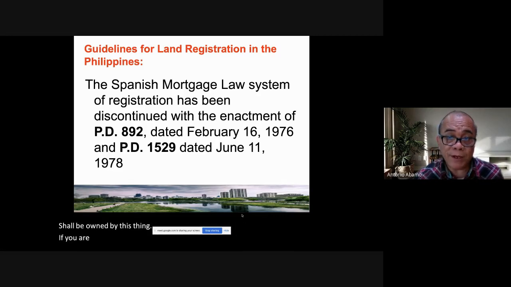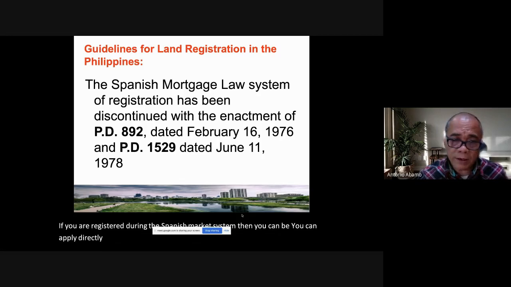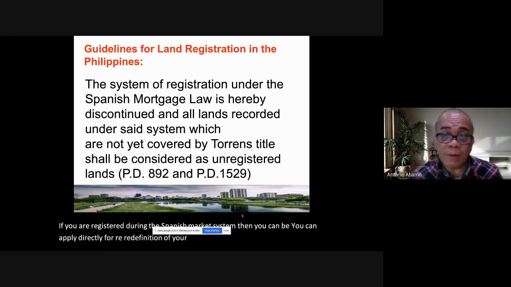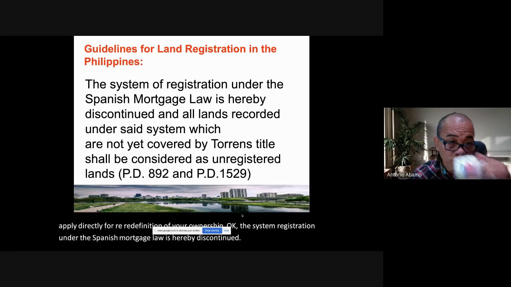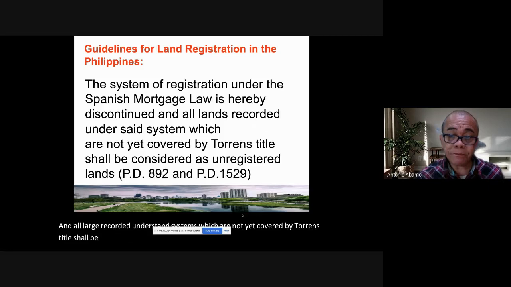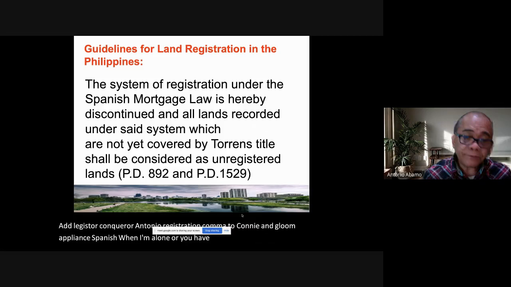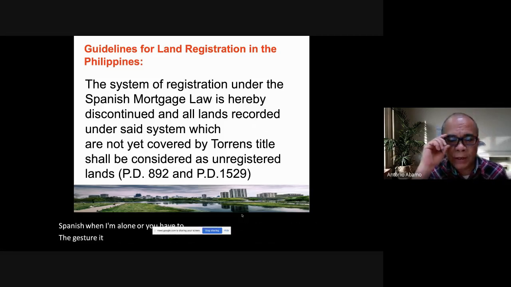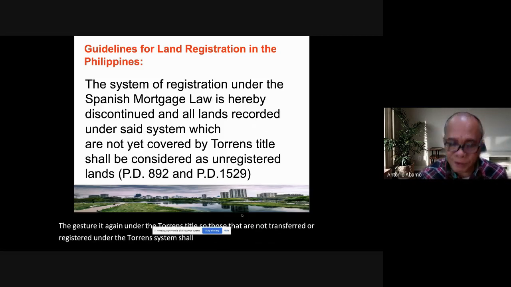If you are registered during the Spanish mortgage system, then you can apply directly for redefinition of your ownership. Okay, the system of registration under the Spanish Mortgage Law is hereby discontinued, and all lands recorded under the said system which are not yet covered by Torrens title shall be considered as unregistered. If your registration is old, still Spanish, you have to register it again under the Torrens title. So those that are not transferred or registered under the Torrens system shall be considered unregistered or even public land.